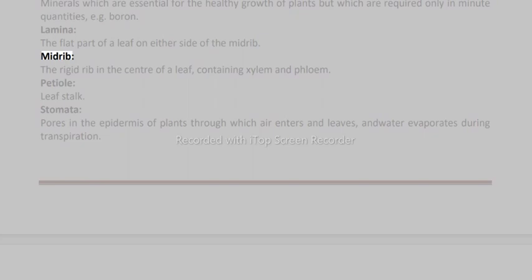Midrib, the rigid rib in the center of a leaf, containing xylem and phloem. Petiole, leaf stalk. Stomata, pores in the epidermis of plants through which air enters and leaves, and water evaporates during transpiration.